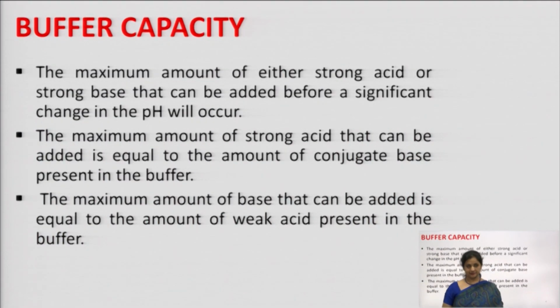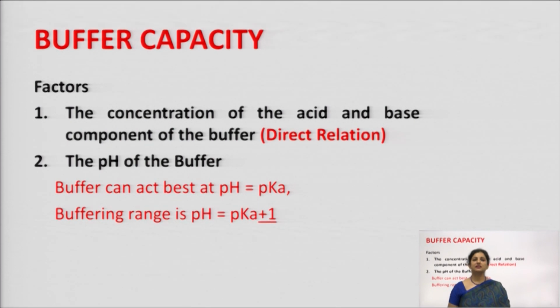Buffer capacity. Now, the maximum amount of either strong acid or strong base that can be added before a significant change in the pH will occur is the buffer capacity. The maximum amount of strong acid that can be added is equal to the amount of the conjugate base which is present in the buffer, because that has to be nullified, because it has to resist the change in the pH. The maximum amount of base that can be added is equal to the amount of weak acid present in the buffer. Now, this buffer capacity depends on some factors. The very first factor is the concentration of acid and base component of the buffer, which we did in the previous slide. It has a direct relation.